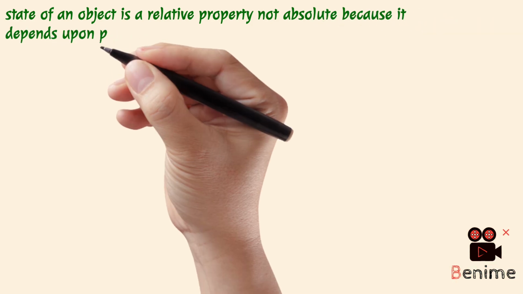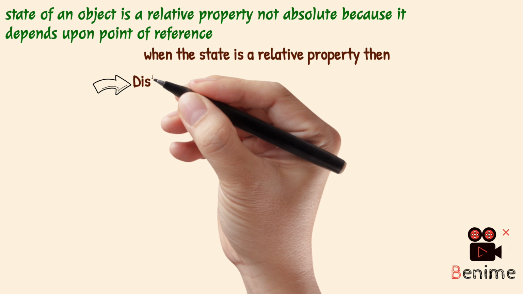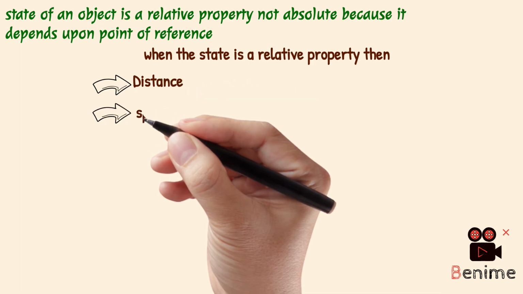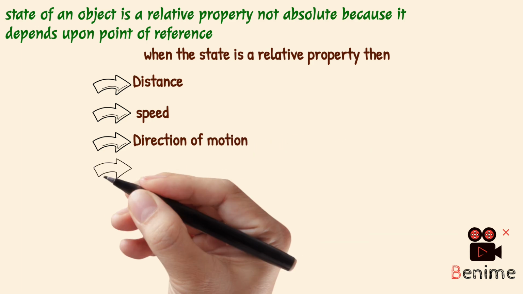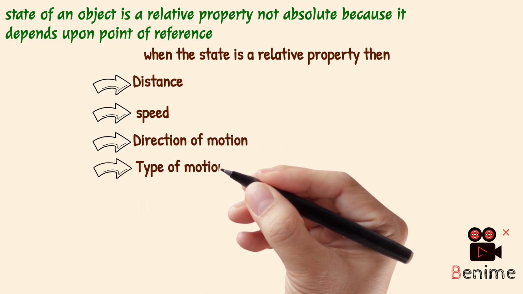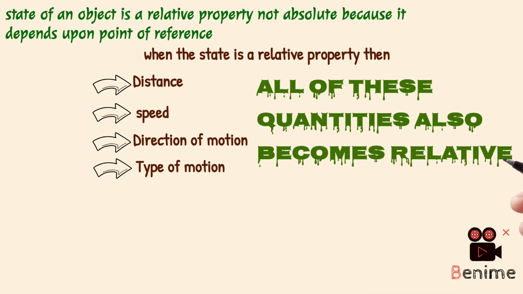point of reference. Whenever the state of an object is a relative property, then distance, speed, direction of motion, and type of motion are also said to be relative quantities. That means all of these quantities also become relative.